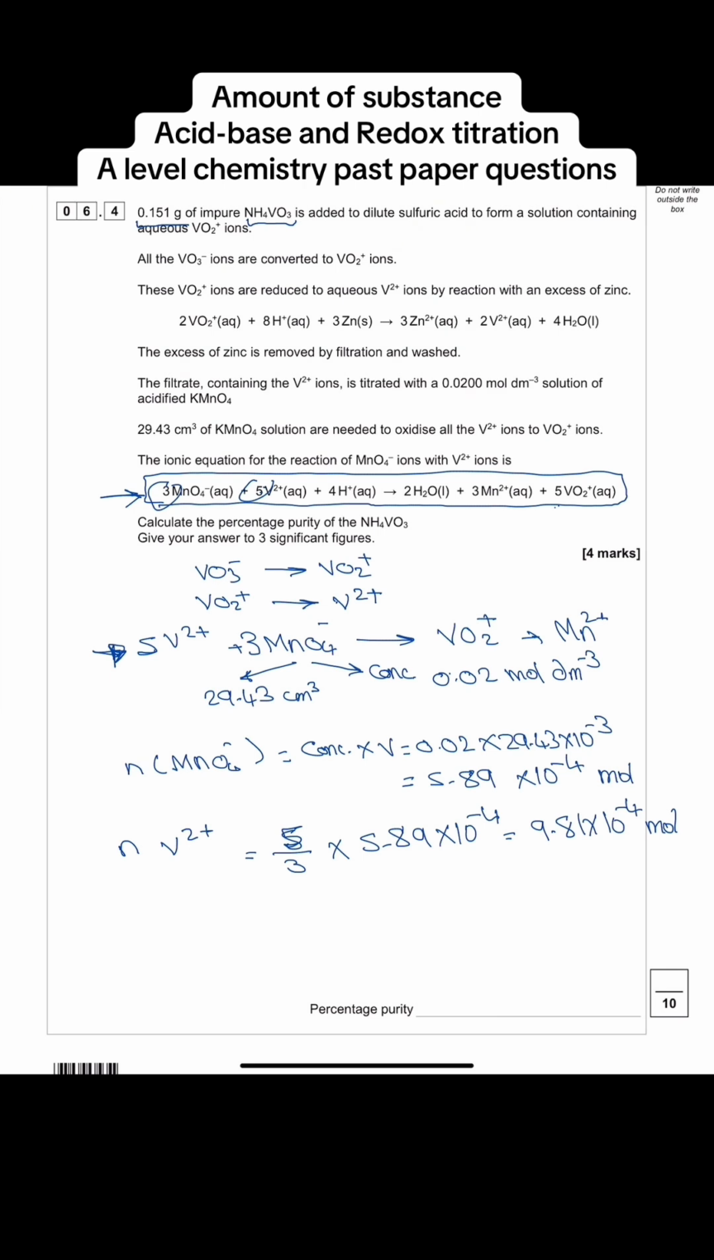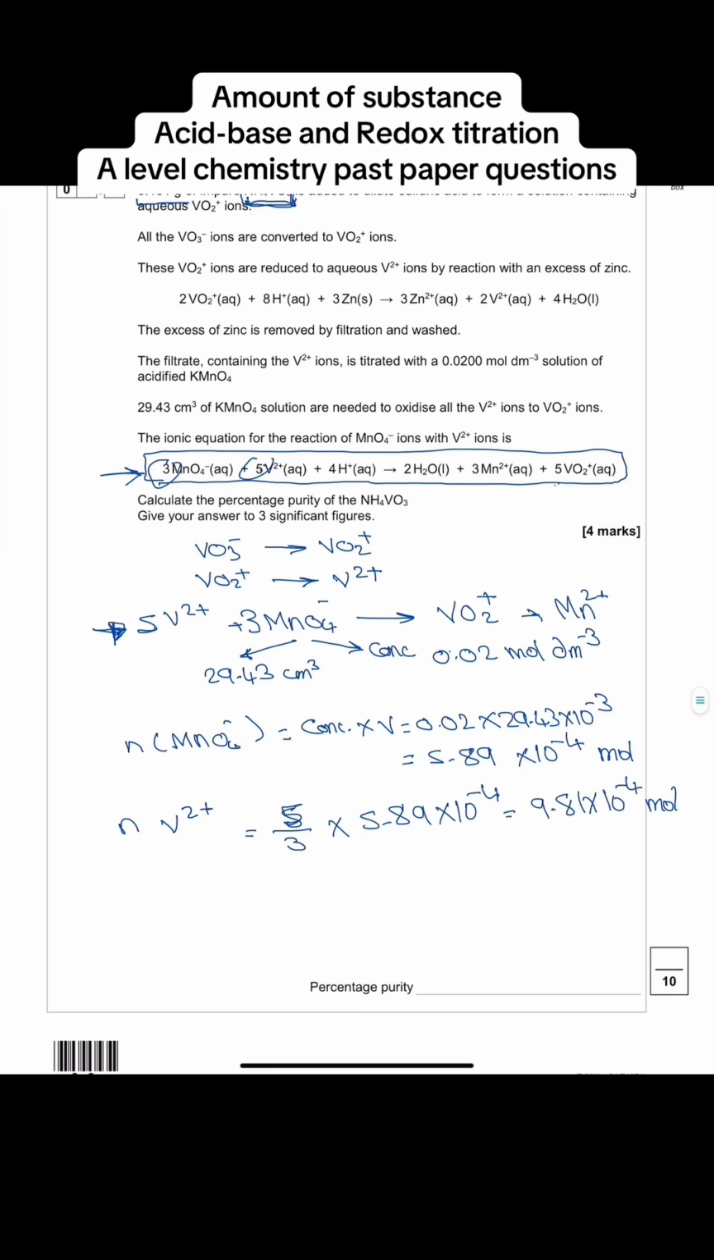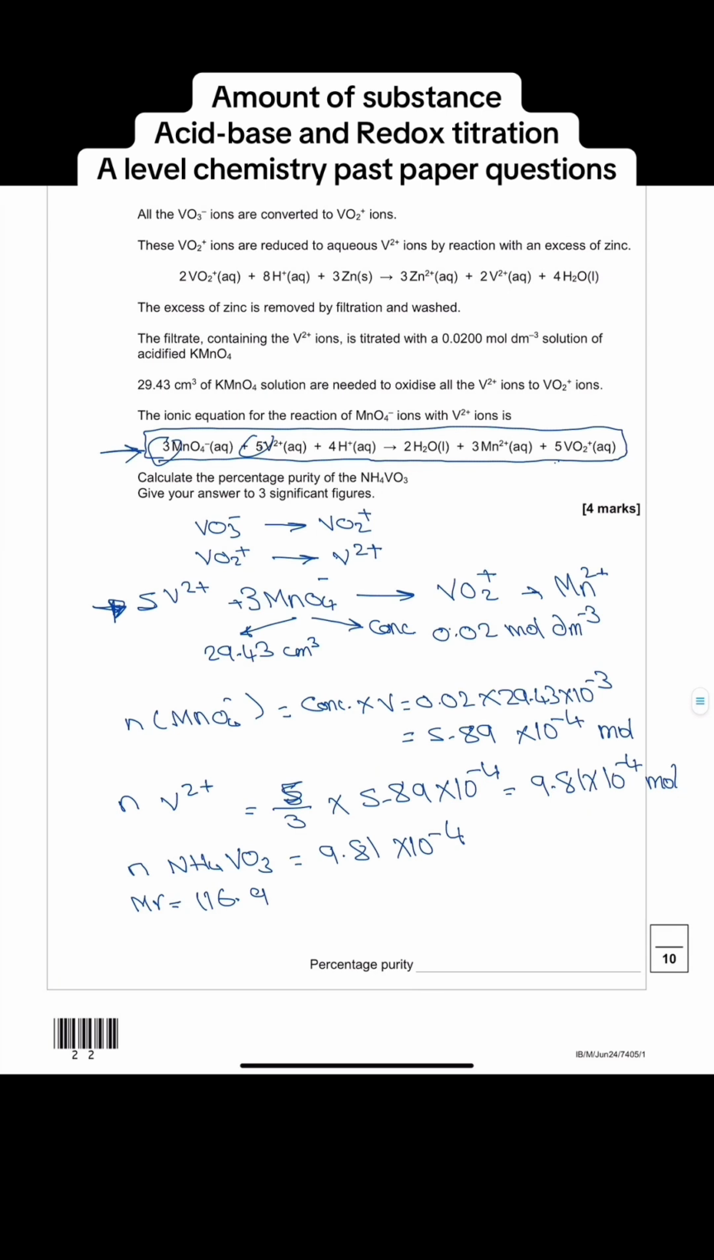The moles of V2 plus are exactly the same number of moles of the ammonium VO3. So exactly the same, because it's only one vanadium anyway. So that means this is also the number of moles of the NH4VO3 in our sample. It's also equal to 9.81 times 10 to the minus 4. Now we need to find the MR of this one. So MR equals 116.9. You can find this value using the periodic table provided for you.